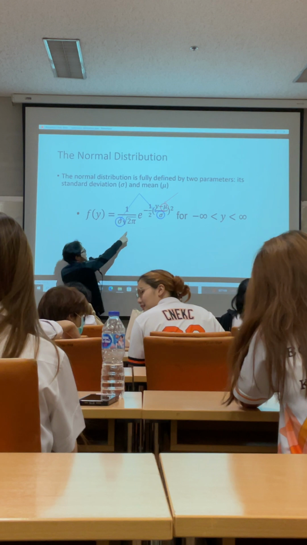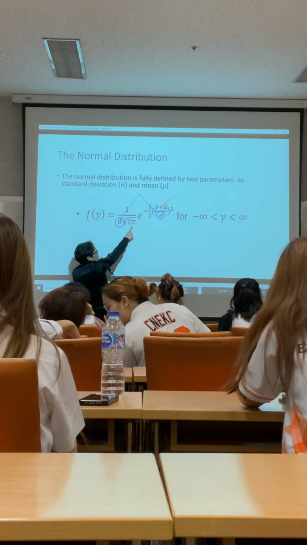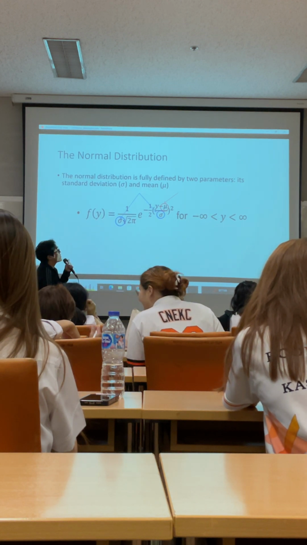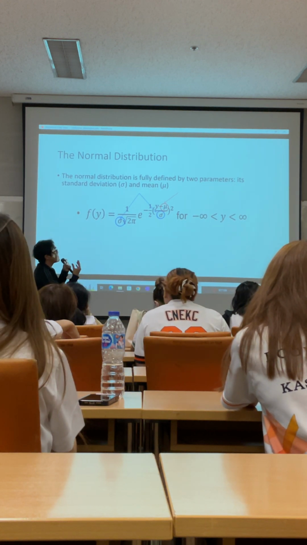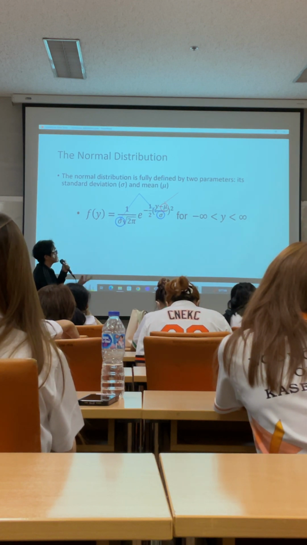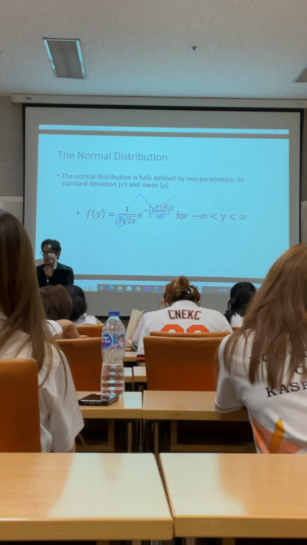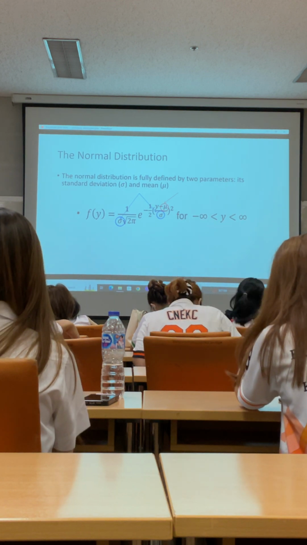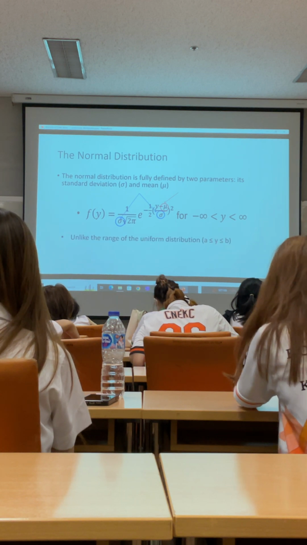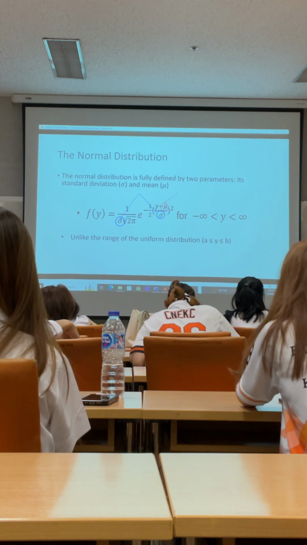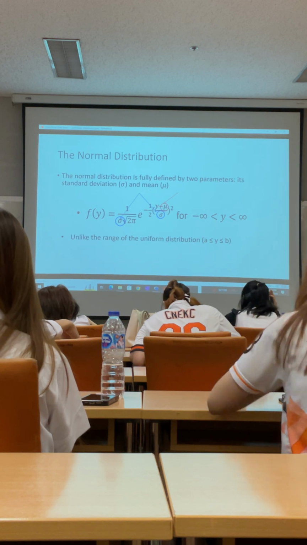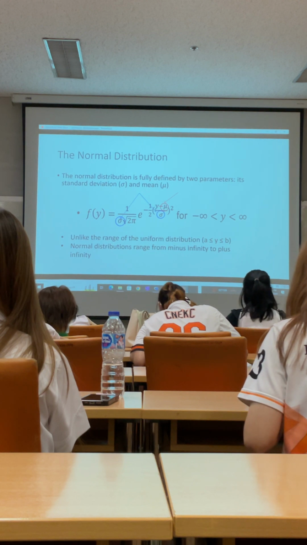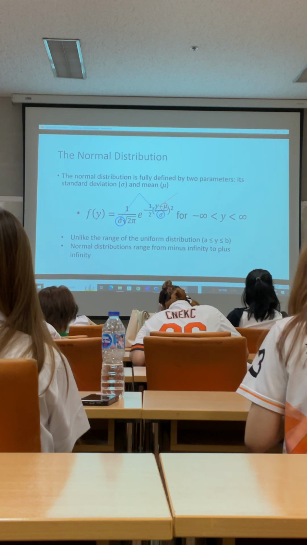Pi, we know pi, right? Pi is a constant value. E as well, the base e has a constant value. So the only things that we don't know are mu and sigma, the standard deviation. If we know these two parameters, we can calculate the probability of y for any values. Unlike the uniform distribution, where we have limits, the minimum and maximum, the normal distribution ranges from minus infinity to plus infinity.